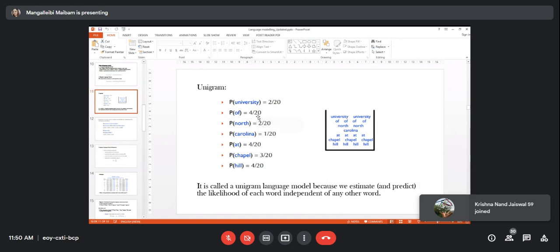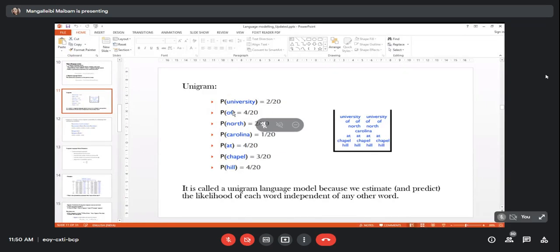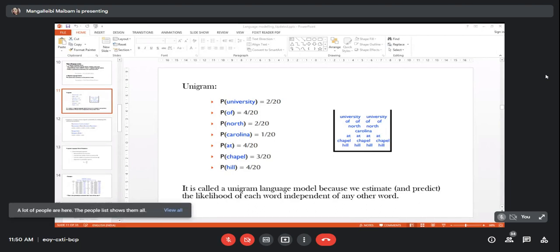So the calculation has been done, 2 divided by 20. We are finding all the probabilities using the unigram language model. And if the query is like University of North Carolina, then you have to multiply the corresponding probabilities of the terms in the query. So for University of North Carolina, it is the probability of university times the probability of of times the probability of North times the probability of Carolina. So likewise, you can find the unigram language model.